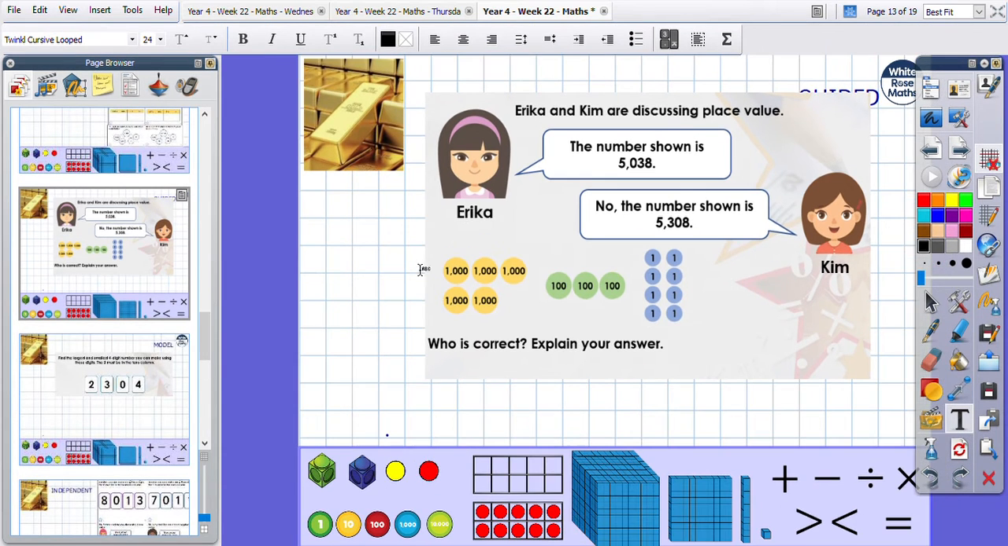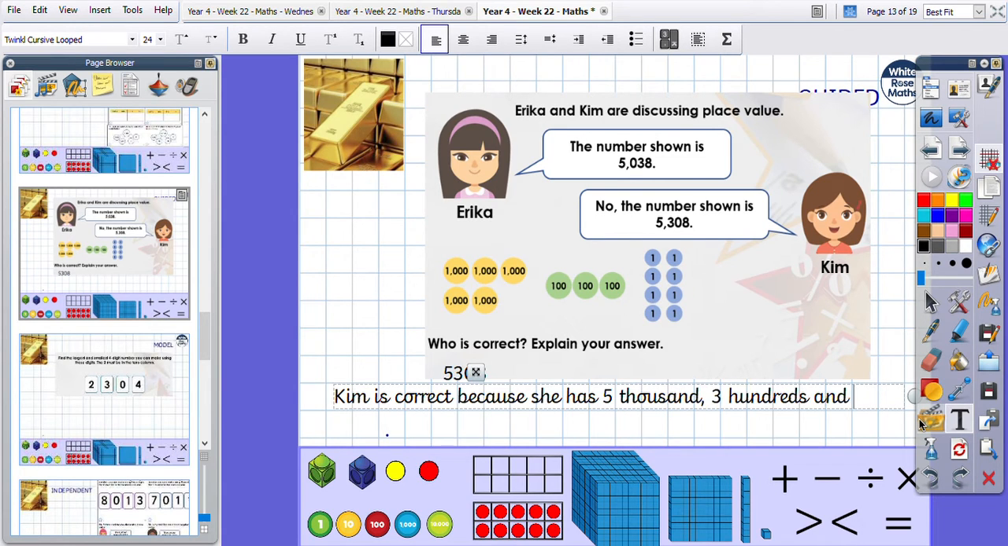So let's first of all identify the number. So we've got 5,300, no tens and 8 ones. So we've already identified the number as 5,308. So let's have a look at Erica and Kim. Okay, so Kim is correct because, and then you could go on to explain, she has 5,308 ones.